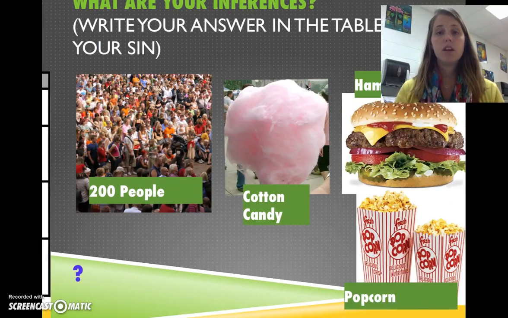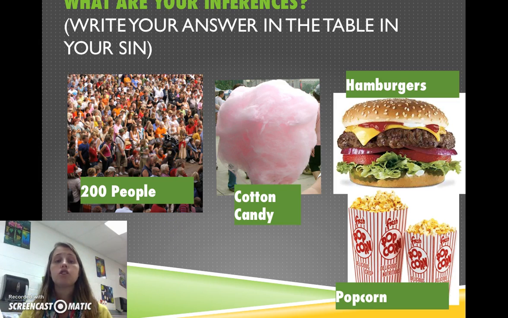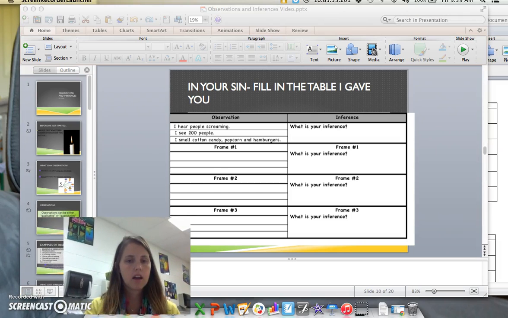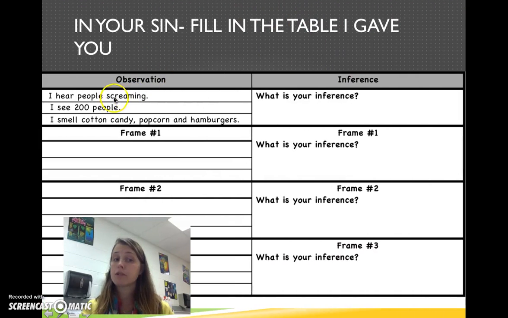So here's the first inference you're going to make. If you see or hear 200 people, you see cotton candy, hamburgers, and popcorn, what is your inference? What might your inference be? If you look back at this, I've already written down those observations here. What is your inference about these observations? An inference might be pretty much anything there. So go ahead, take a minute, and write your inference.